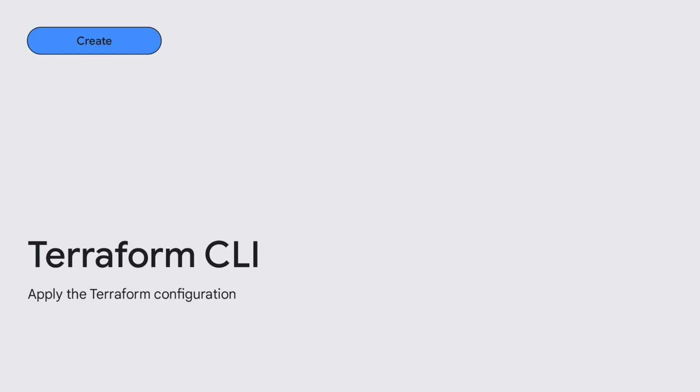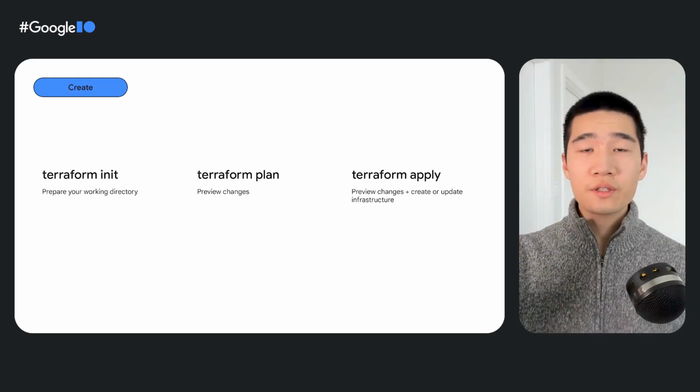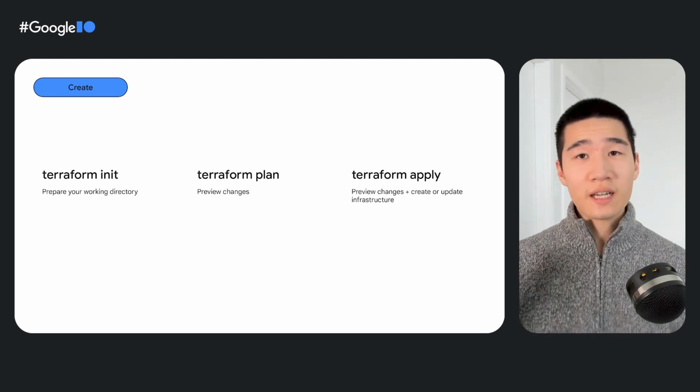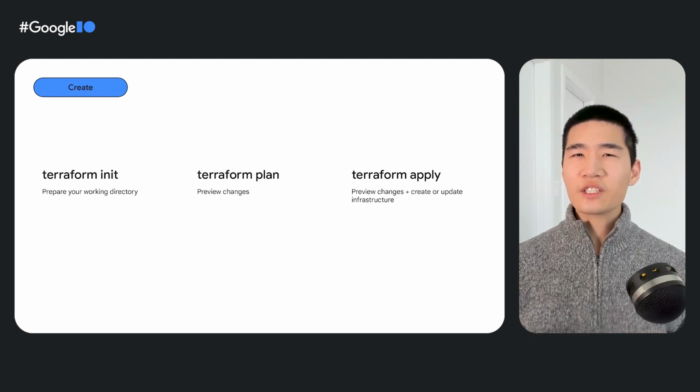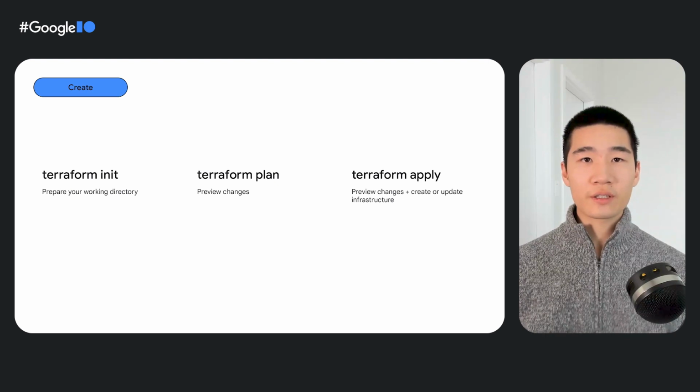Now that Sally has a Terraform configuration file, she can use the Terraform CLI to provision everything that she's defined in the configuration file. If you've used Terraform before, the next bit will be familiar. There are three commonly used Terraform commands: Terraform init, Terraform plan, and Terraform apply. Terraform init will download and initialize the providers specified in the Terraform block of the configuration.